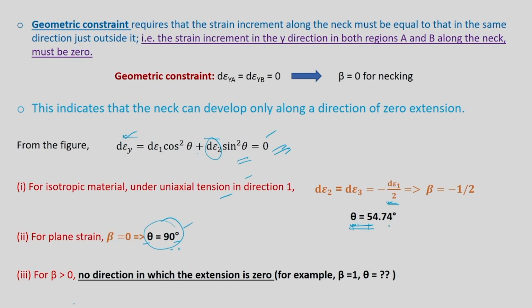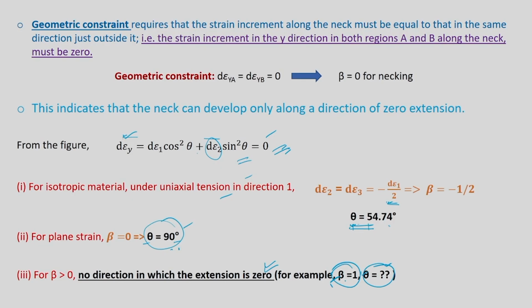Now if you pick up one case on the right hand side, that is beta greater than 0, let us say beta is equal to 1, I am picking up. If you put beta is equal to 1 here, so cos square theta plus 1 into sin square theta is equal to 0, it is not going to happen. That means here theta actually does not exist, which means that there is no direction in which extension is 0 when you go for the right hand side. For example, beta is equal to 1.